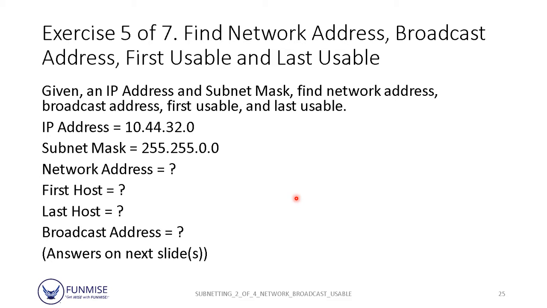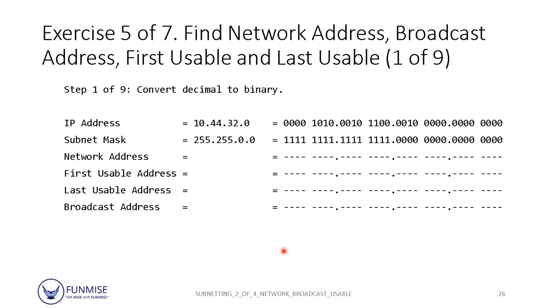Now, exercise 5. Find network address, broadcast address, first usable, and last usable. So we're given an IP address and subnet mask. Find the network address, broadcast address, first usable and last usable. Wow, you give me a lot. Okay, so we have this IP address, this subnet mask, and we need to find these others. Let's see what we do for that. Now here, first we convert decimal to binary. We're well versed in this by now. So we convert decimal to binary. There we go, we did it.